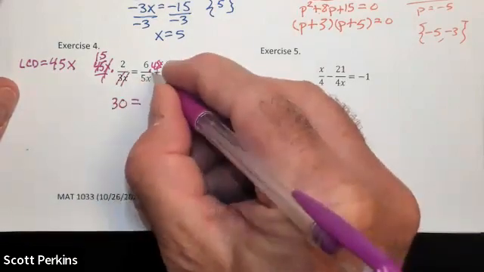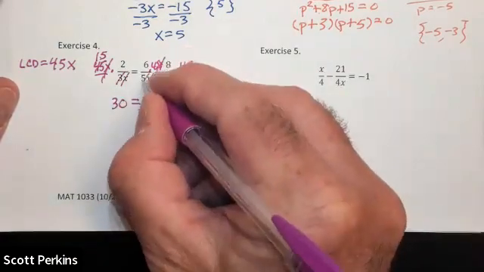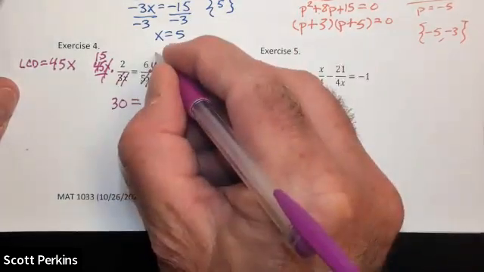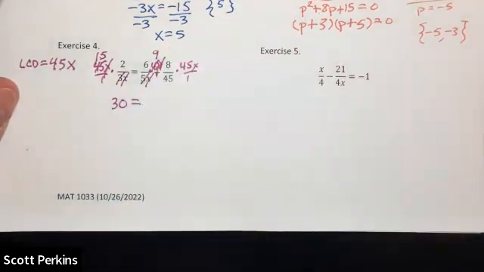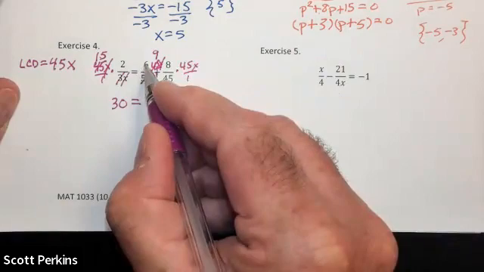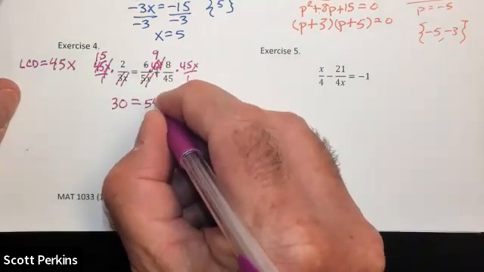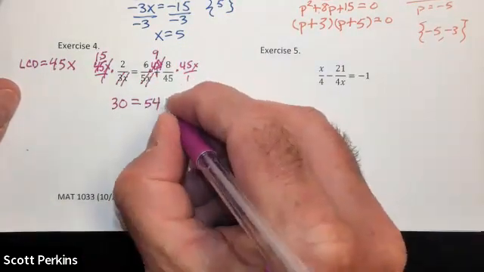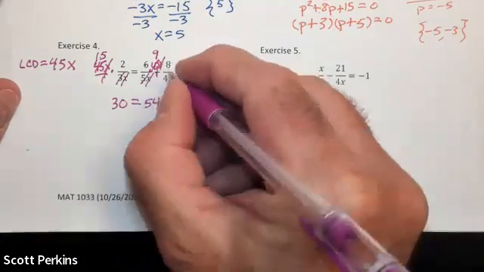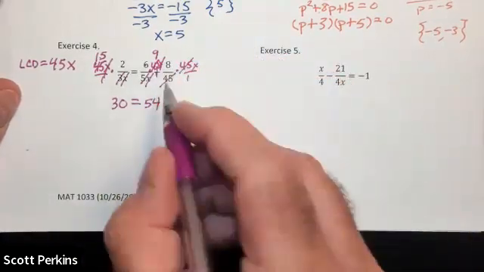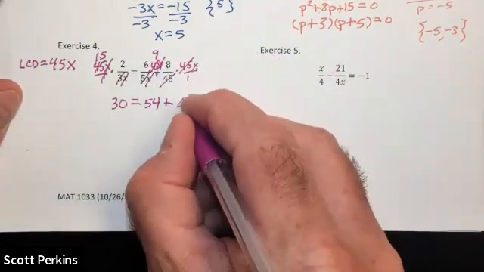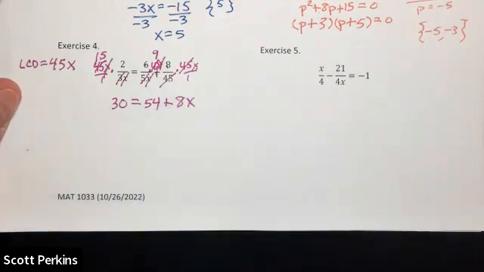The next term, the x's again cancel, and then 5 goes into 45. My calculator will tell me that's 9. 45 divided by 5 is 9. So then 6 times 9 is 54. That's what that term is going to be. Plus, and then the last one, the 45s cancel. And so then what's left is 8 times the x, and so 8x. There are my 3 terms.